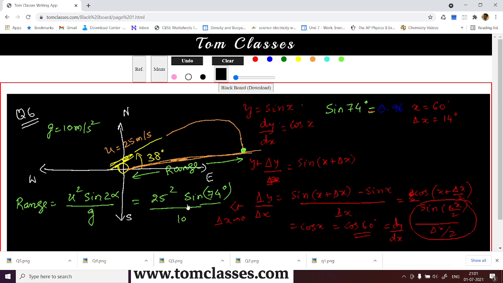So this is this, and then this is 625, and then we multiply with 625, so this will be 600, then it is divided by 10, so this is going to be 60 meters. So this answer will come out to be 60 meters. Okay, so it is approximately at the 60 meters it will be launched.